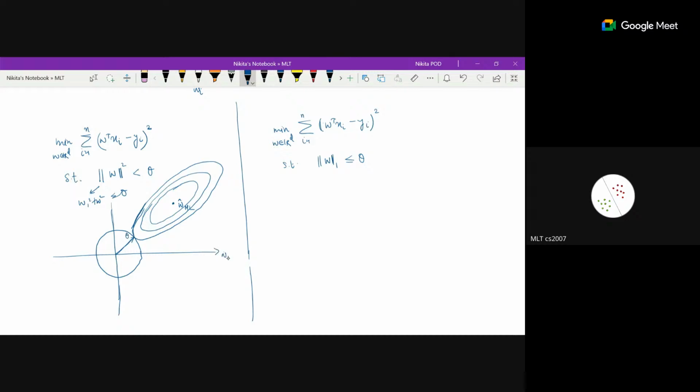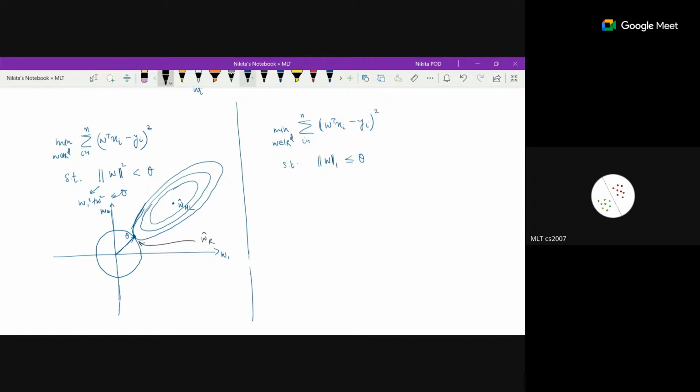This is my W1 and this is my W2. Again, we are talking only about the 2-dimension case, because that is what we can plot. Even 3D and 4D are a little difficult to plot. So the point of intersection of this ellipse and the circle is what gives me the W hat R.